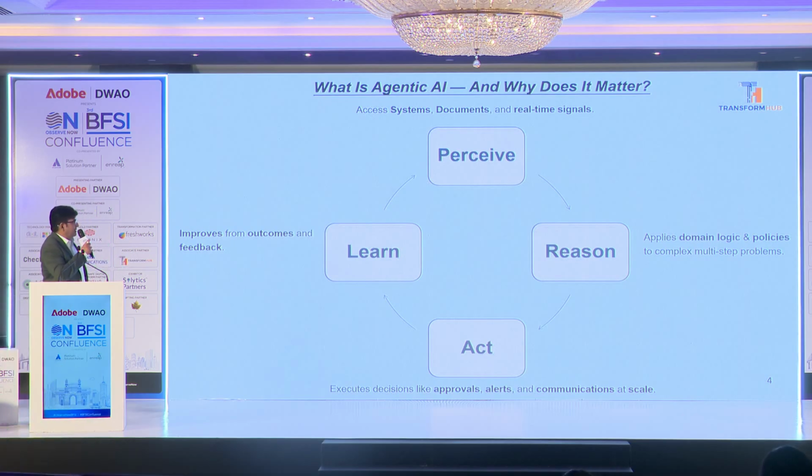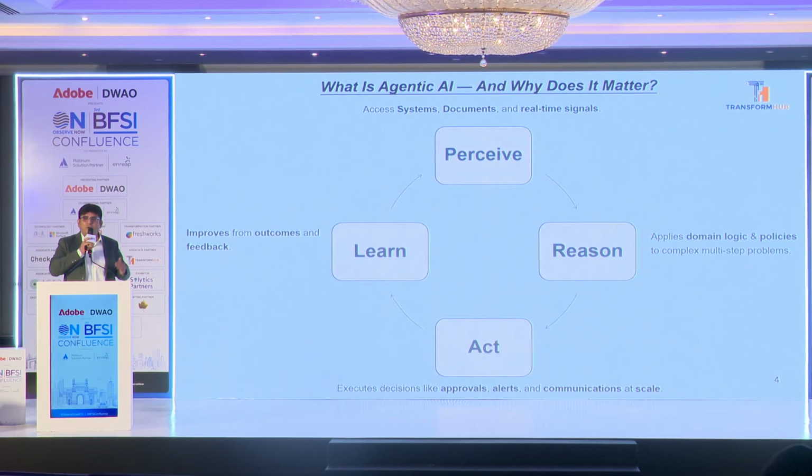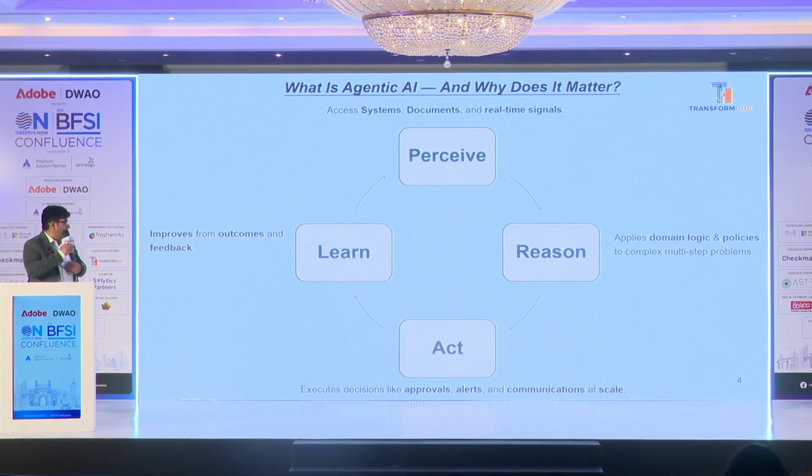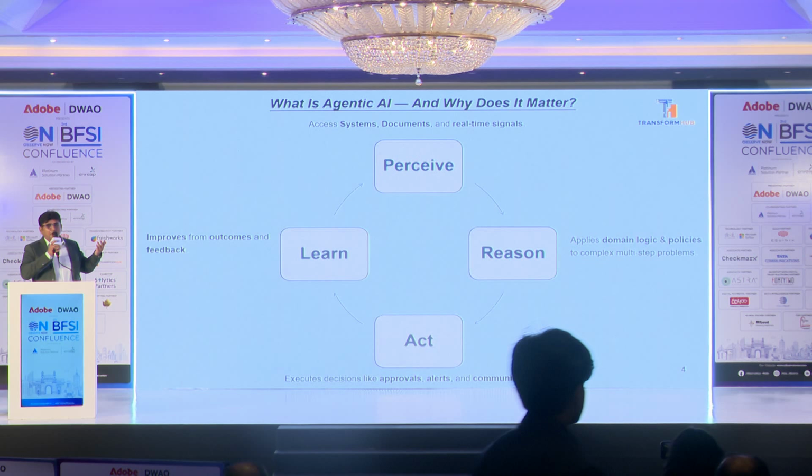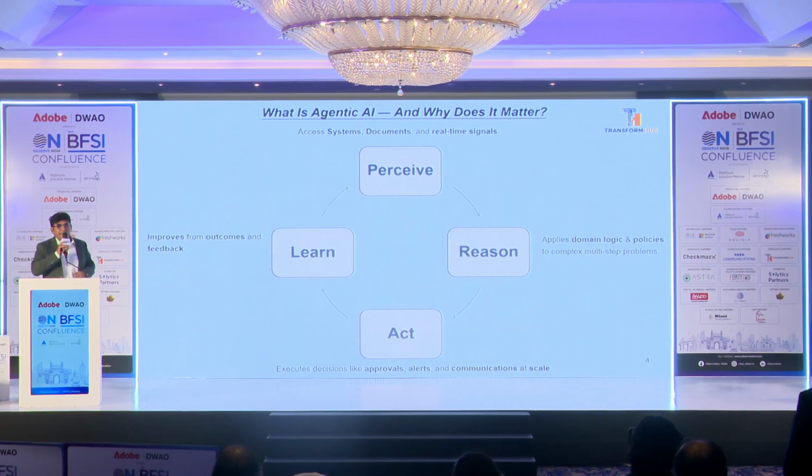Once your agent has this, now here comes the BFSI magic, right? Apply your domain logic. If you're an insurance company, you have a lot of data on insurance policies, so you need to apply the domain logic to the agent, because domain logic is what really differentiates technology from a business solution. And last, the third point, which is very important, is the action part.